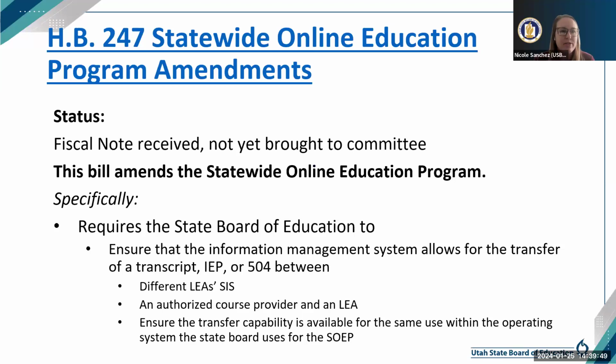This is HB 247, the SOEP statewide online education program amendments. This one would require the State Board of Education to ensure that their information management system allows for the transfer of a transcript, IEP, or 504 between different LEAs, SISs, between an authorized course provider and an LEA, and they would need to ensure that the transfer capability is available for the same use within the operating system the State Board uses for the SOEP.